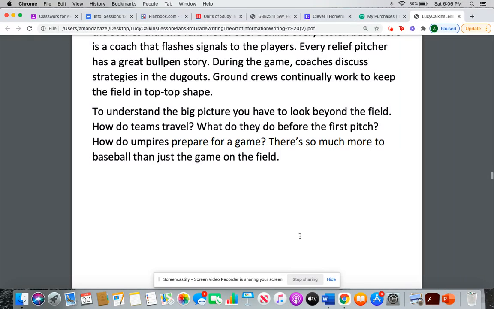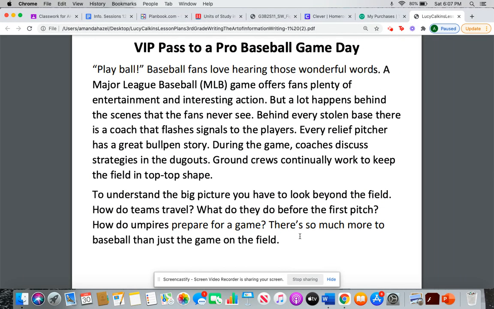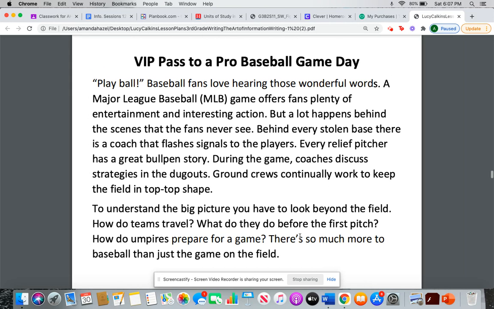And that's the end. It has me wanting to keep reading the book or this text, right? Yeah, so what do we know that we're going to learn about from this introduction? So we know we're going to learn about baseball, but there's also the specifics in here, like how do teams travel? What do they do before the first pitch? How do umpires prepare for the game? Right? So I bet if we would continue reading, there'd be a little chapter or a section about teams traveling. What do teams do before the game starts? And what do umpires do as well?